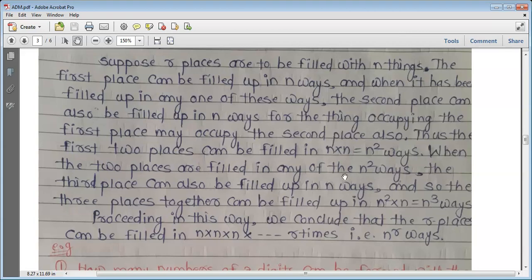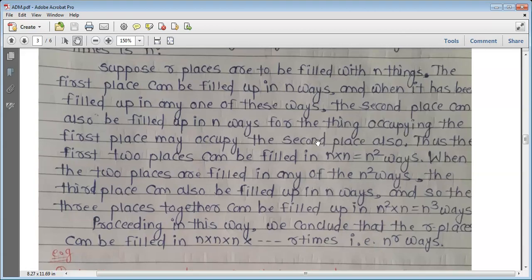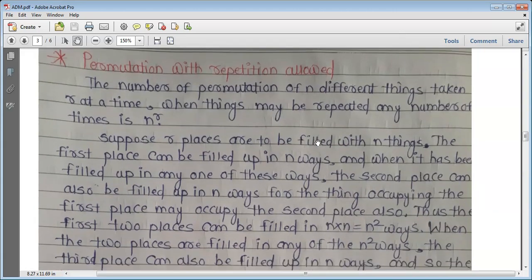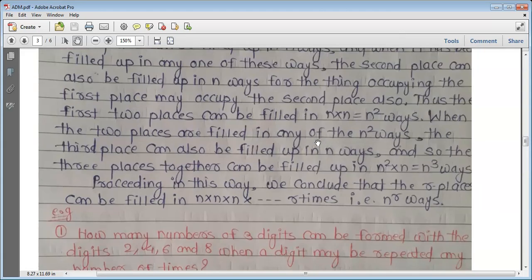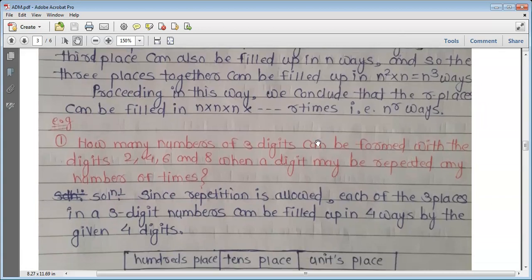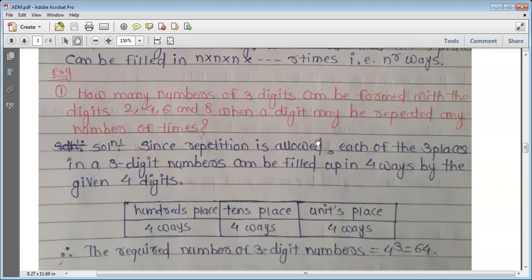There are n cube ways for the first 3 places, and proceeding in this way, we conclude that these r places can be filled up in n into n and so on r times, which is nothing but n to the power r ways. Therefore the number of possibilities, that is the number of ways of filling these r blank places with n things with repetition allowed, is nothing but n to the power r. Let us see two examples depending on this point.